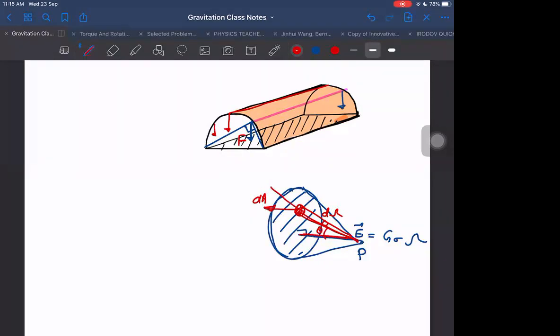The line connecting area A and the point P is making an angle theta with the perpendicular line to the surface. So this also will be theta here. Then dA cos theta. Why am I taking dA this side?